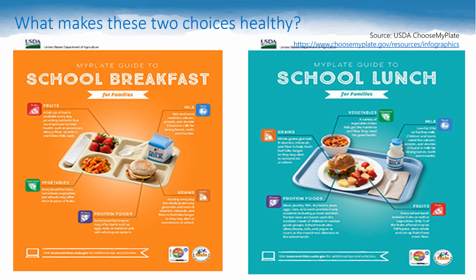You can access the posters in their full size if you copy the link that you can see in the top right-hand side corner, and the link is choosemyplate.gov/resources/infographics. Copy the link into your browser and you will be able to see the text and to see the pictures much better. Read, look at the pictures, and write your answer into your notebook. What makes these two choices healthy?